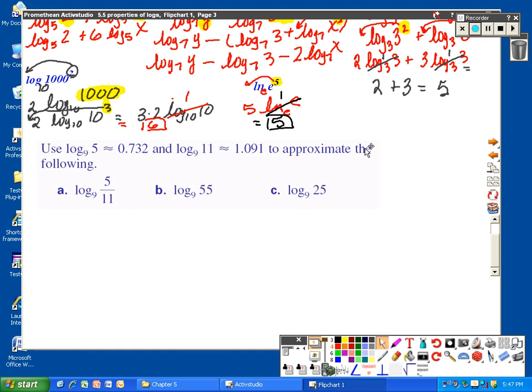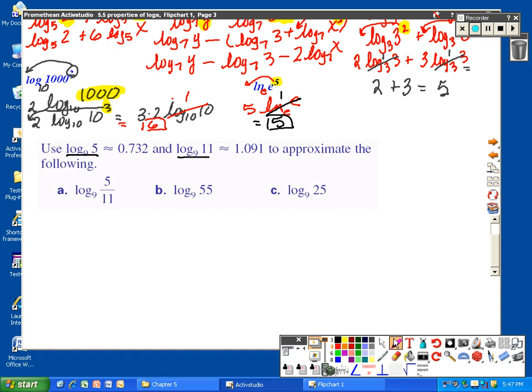Now we're told that log base 9 of 5 is approximately 0.732. Log base 9 of 11 is approximately 1.091. So what we're going to do is expand our logs so that we can either get them down to a log base 9 of 5 or a log base 9 of 11. Because then we can replace those values with the decimal value and evaluate from there.